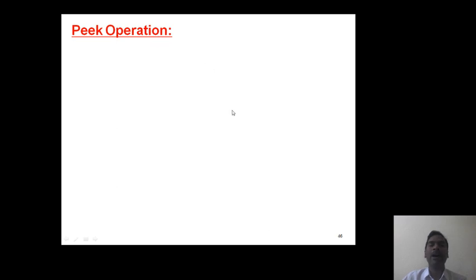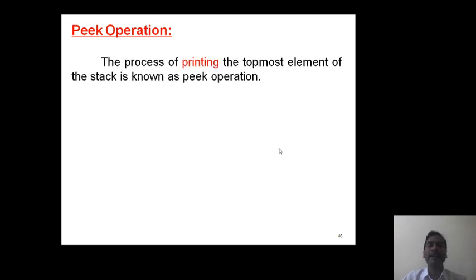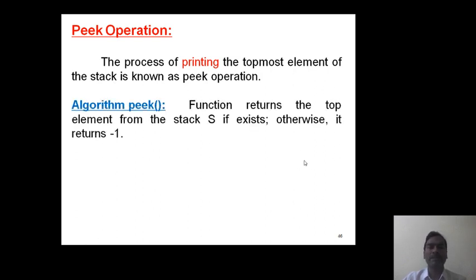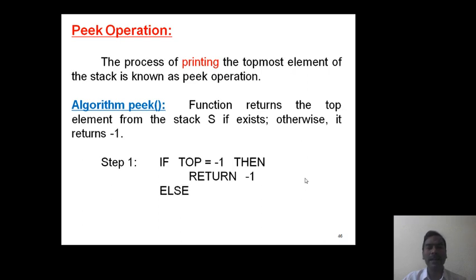This one, pick operation. The process of printing the topmost element of the stack is known as pick operation. Algorithm pick. Here the function returns the topmost element from the stack if it exists, otherwise it returns -1. Implementation. If top equivalent to -1, that means elements are not available. Now return -1. Else, if elements are available, now return s of top. End if.